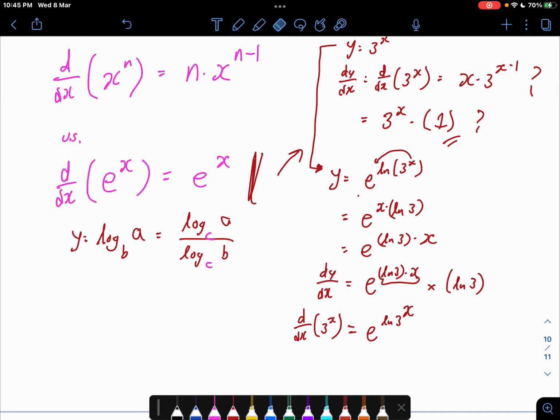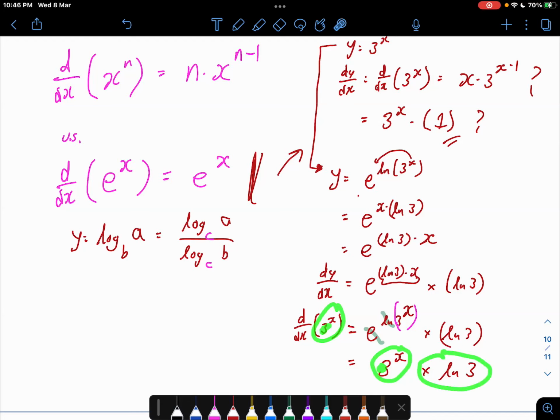So this is what I'll get. But now I finally have e to the ln of 3 power x. What happens to your e and ln? Cancel off, right? Don't forget the times ln 3. After they cancel off, what are you left with? 3 power x again times ln 3. There you go, that's the answer. Differentiating 3 power x, you keep the same thing. However, because this is no longer base e, you need an extra times ln of that constant base 3.